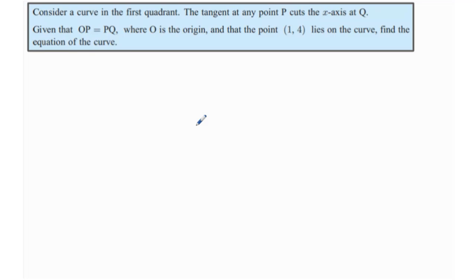So this point (1, 4), this is the initial value. So that's what enables us to turn a general solution into a particular solution. So they're the initial values.